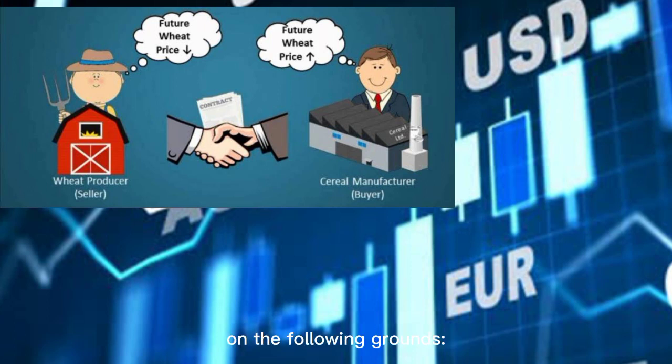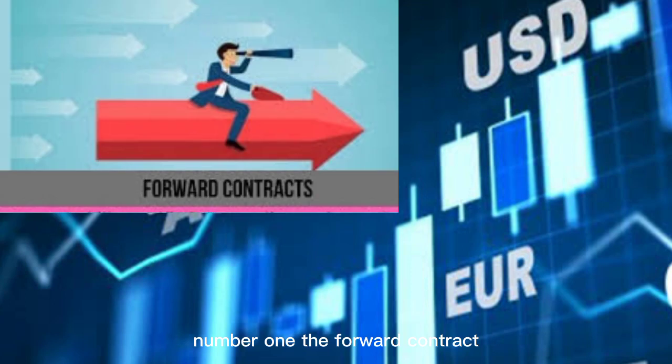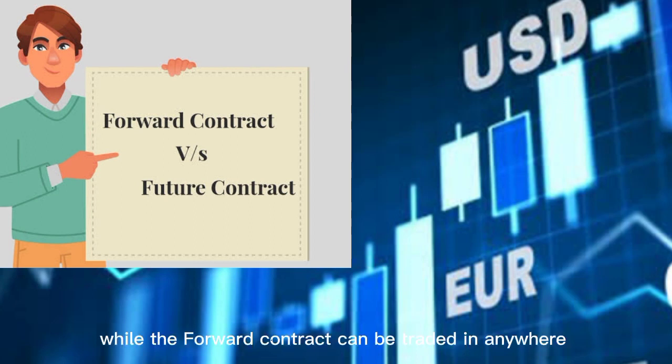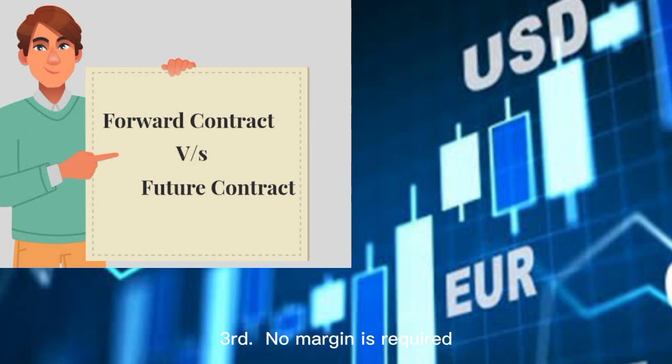Number 1, the forward contract can be customized on the client's request, while future contracts are standardized, such as the features, date, and size of the contract. Second, the future contract can only be traded on organized exchanges, while the forward contract can be traded in any way depending on the client's convenience. The third, no margin is required in the case of a forward contract, while margins are required of all the participants, and an initial margin is kept as a collateral so as to establish a future position.